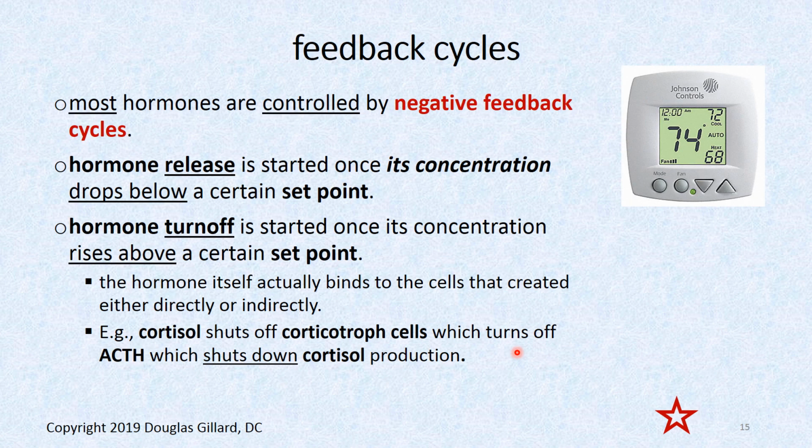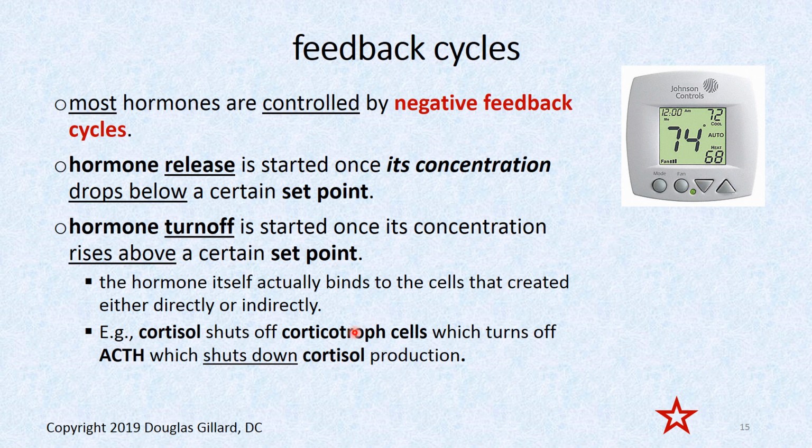Feedback cycles are important. There are negative and positive feedback cycles. Most hormones are negative feedback controlled. That's a very simple concept where the hormone that is released, when it builds up to a certain point, is actually able to shut off the cells that make it. So that's called a negative feedback cycle.